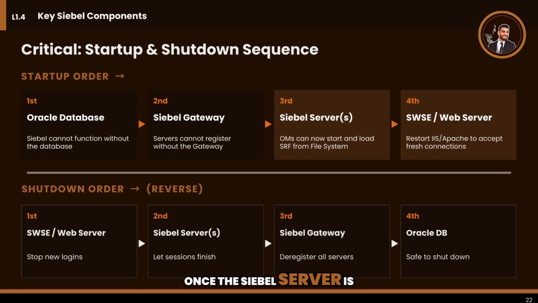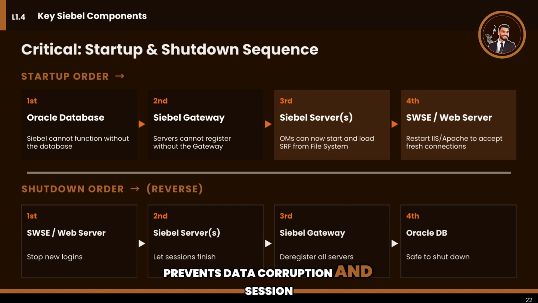Once the Siebel server is up, you can restart IIS or Apache to ensure SWSE has fresh connections to the gateway. Shutdown is the exact reverse. First, stop SWSE, so no new users can connect, then stop the Siebel server, letting active sessions finish, then stop the gateway, then finally, if needed, stop Oracle. Following this sequence prevents data corruption and session loss.